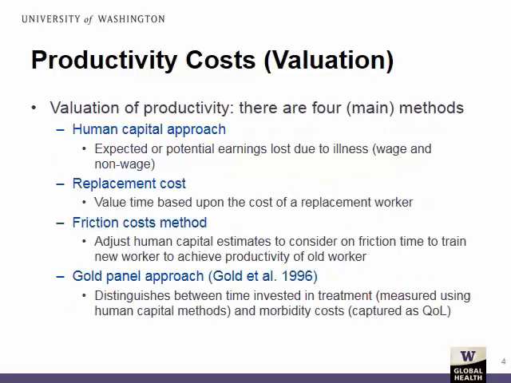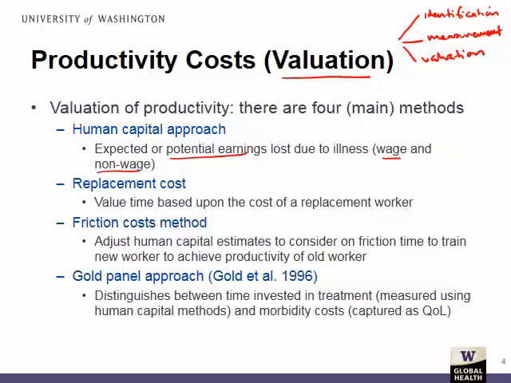So just to go back, remember we said that in the estimation of cost, you have identification, measurement, and you have valuation. So in this slide, we are looking at the valuation of productivity costs, and there are 4 methods. One is the human capital approach. We talked about this a little bit under cost benefit analysis in week 2, but essentially use potential earnings for wage and non-wage workers as a proxy for the cost of lost time due to productivity loss.